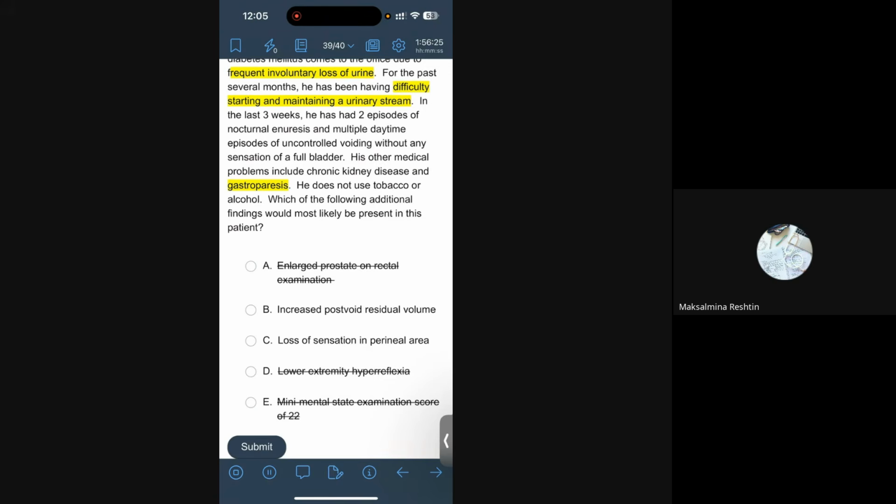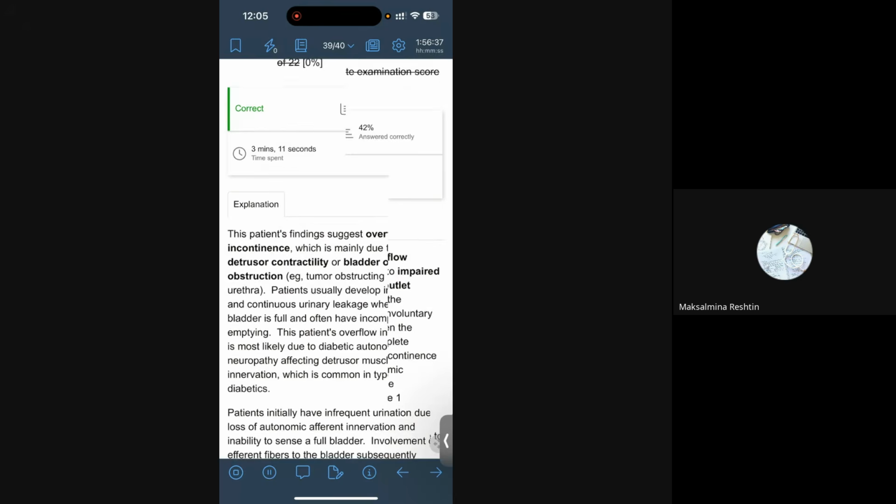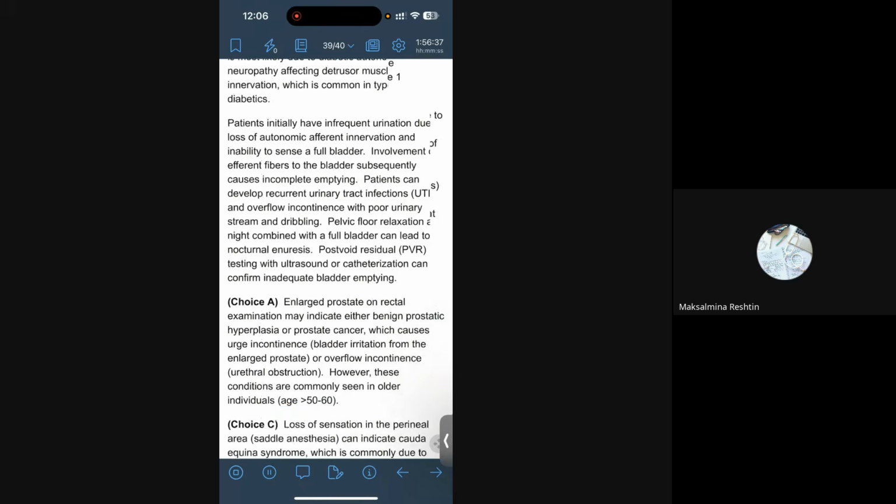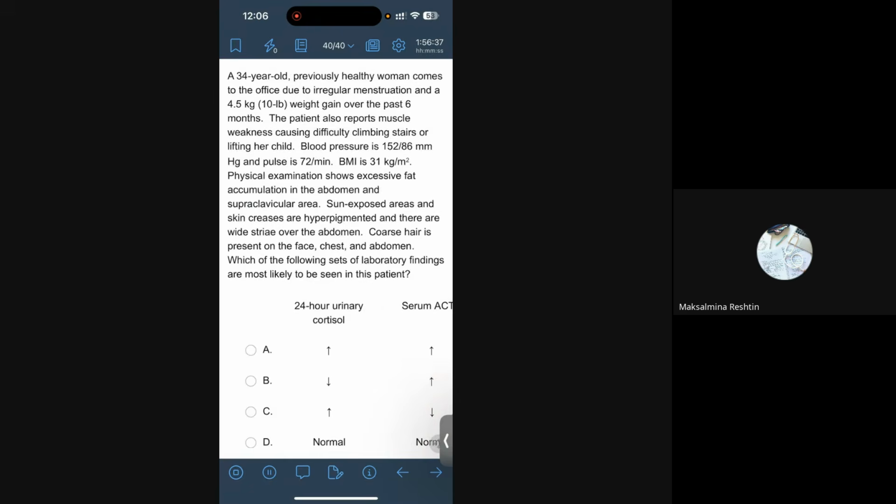Because if it were due to some kind of compression, you would also see fecal incontinence. In compression, the first signs are fecal incontinence, then urinary incontinence. Increased post-void residual volume, overflow incontinence. Okay, it is written in the renal section.